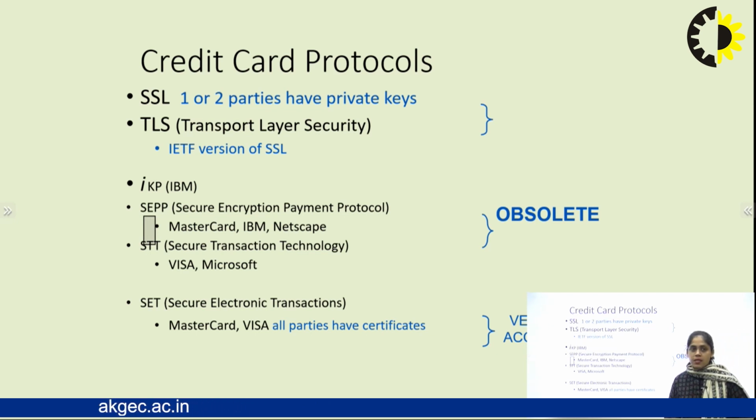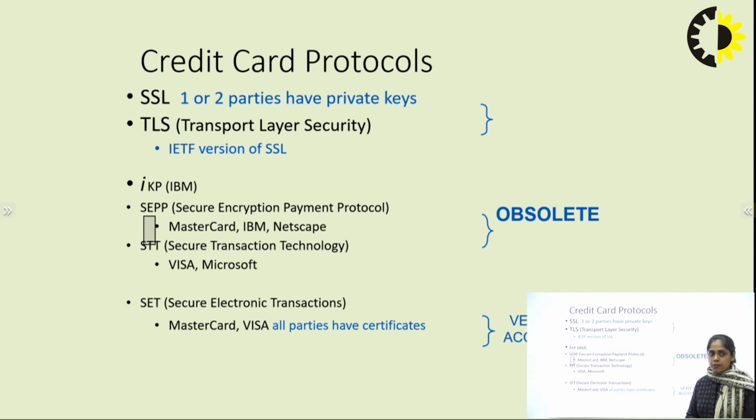Next one is SEPP, the Secure Encryption Payment Protocol. Under this particular head, we have MasterCard, IBM, Netscape, etc. STT is the Secure Transaction Technology, which consists of Visa and Microsoft. Last one is the Secure Electronic Transaction, which consists of MasterCard and Visa, where all parties have certificates. So this is the absolute one. It has had very slow acceptance, but yes, we are accepting it now.